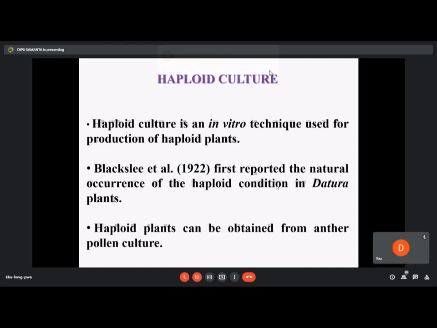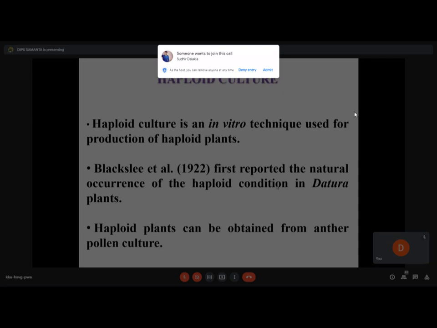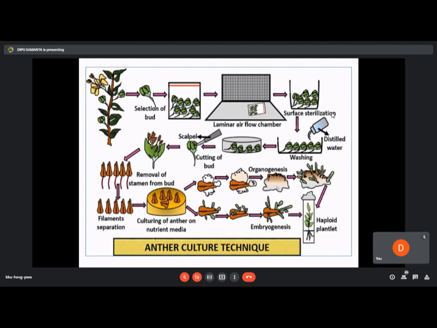Now coming to the last topic of my different methods of culture, that is the haploid culture. Here in case of haploid culture, it is an in vitro technique used for production of haploid plants. Blakeslee first introduced the term in Datura plant. Haploid plants can be obtained from either anther culture or pollen culture.